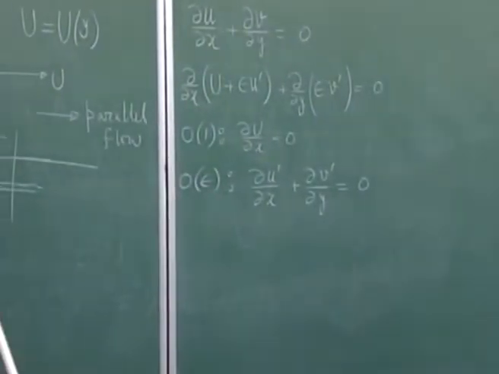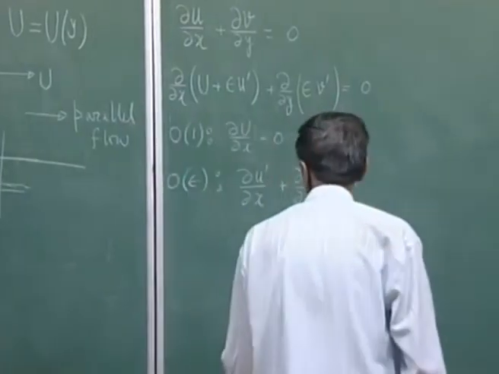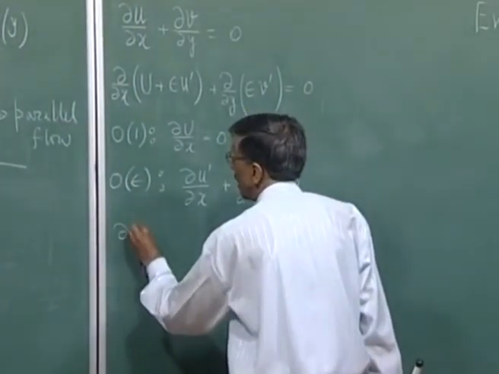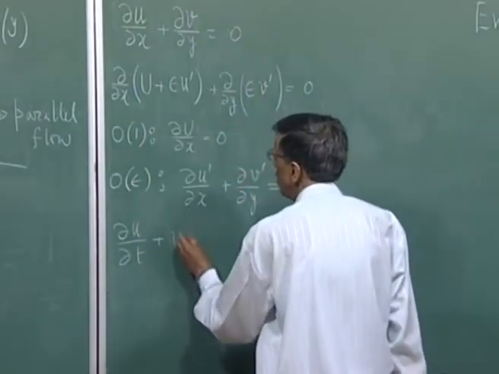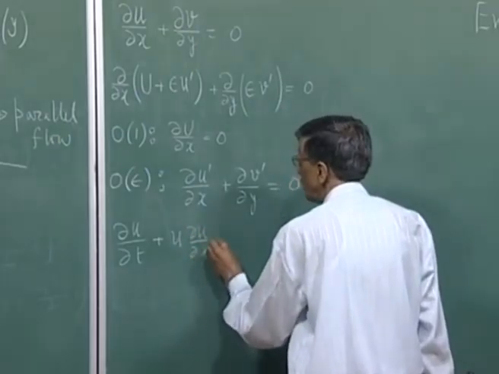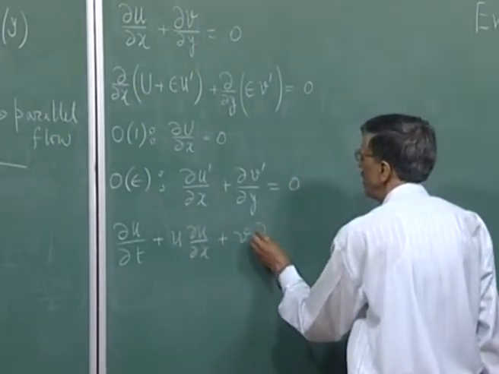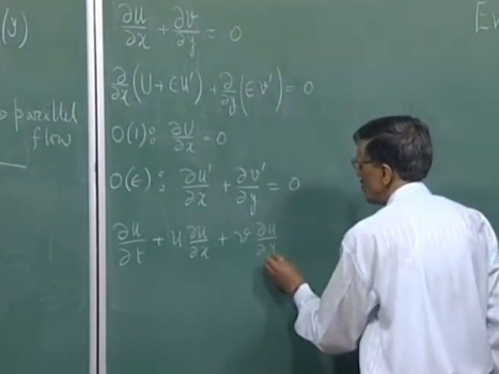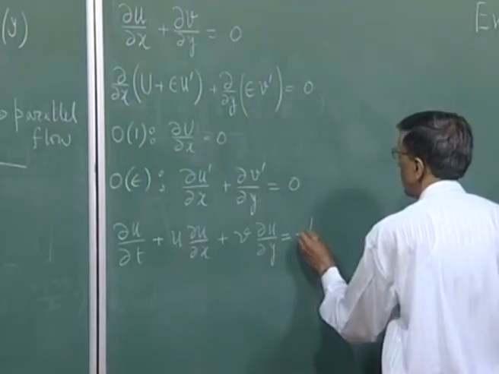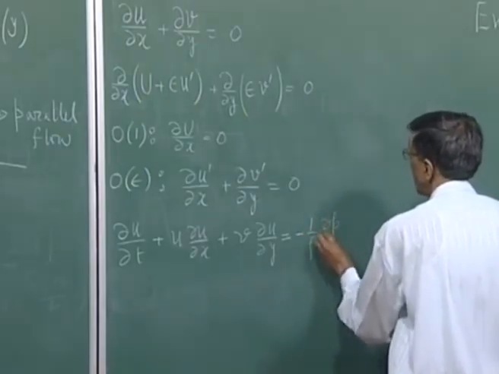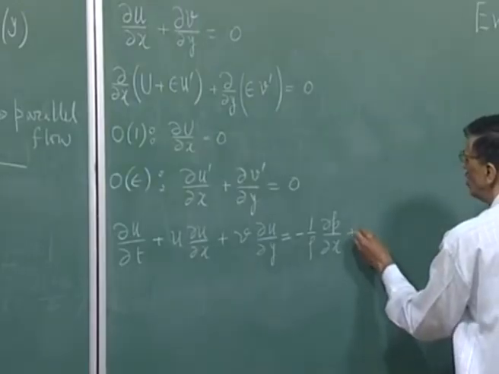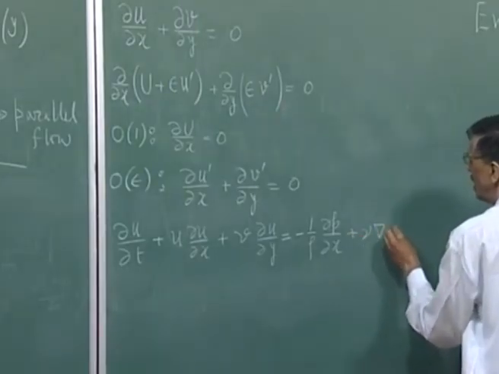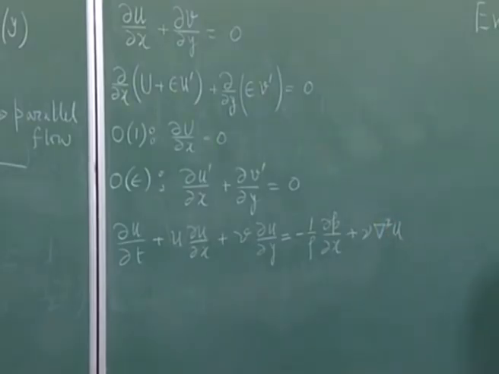You can similarly go ahead and look at, let us say, the x momentum equation. That is this: del u del t plus u del u del x plus v del u del y. Then we will have minus 1 over rho del p del x. And since we are studying the inviscid stability, we are going to write this equation, all right.